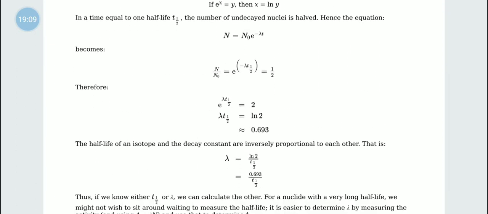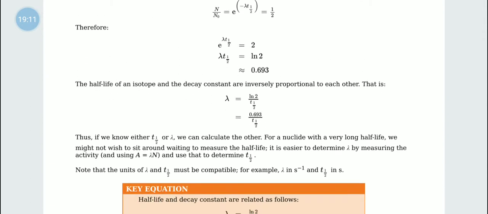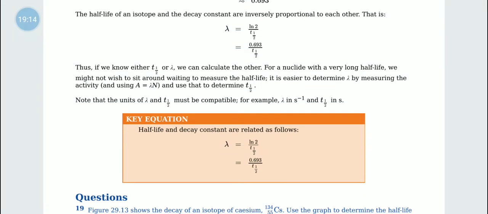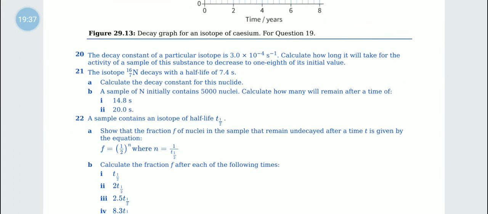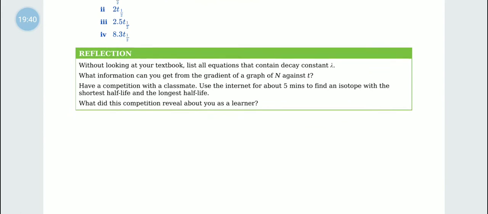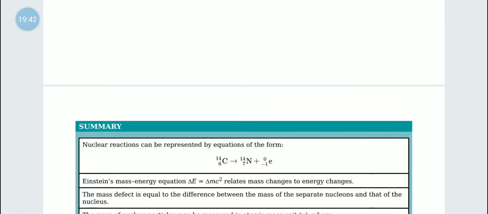This calculation is not important. What is important is the final equation for you. Write down, half-life and decay constant are related as follows. Lambda equals, that is the decay constant, natural logarithm 2 divided by t half, 0.693 divided by t half. I hope that made sense. Do question number 19 to 22 and do the end of chapters as well.